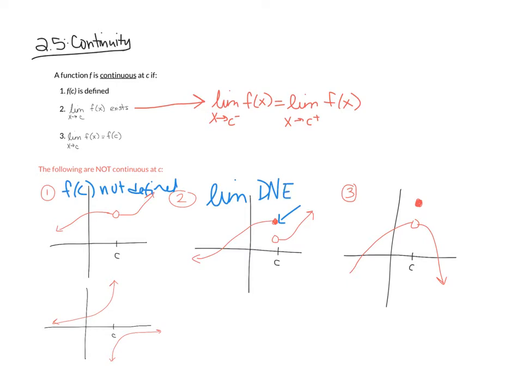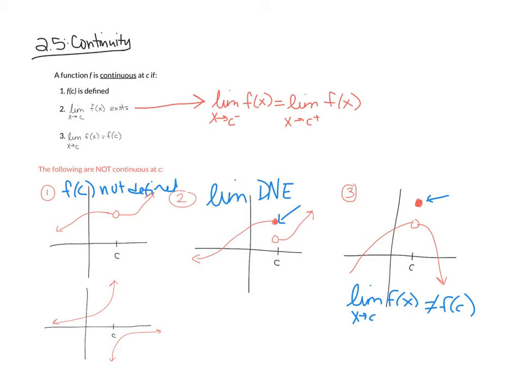So for number three, we do have a limit that exists, which is great. Actually, number 1 and 2 are satisfied. We do have a point for f of c, that's right here. We do actually have a limit that exists. The problem with that one is that our limit and our value are not equal. So for that one, number 3 is not satisfied.